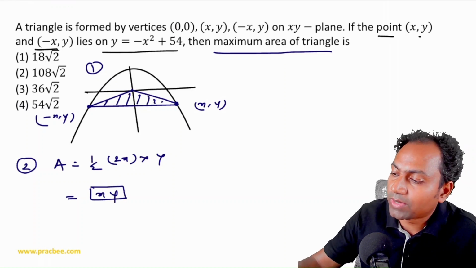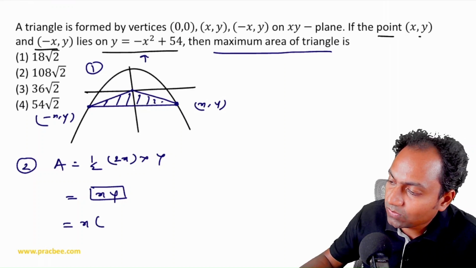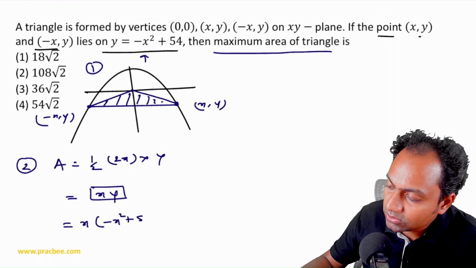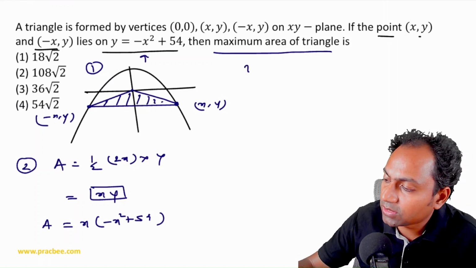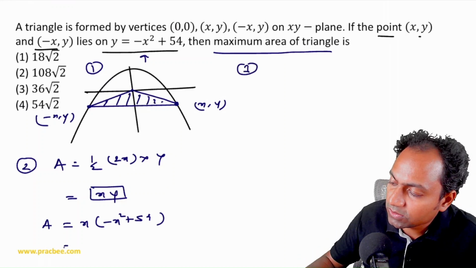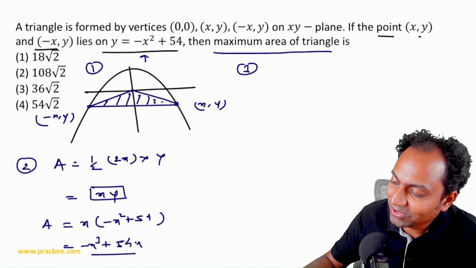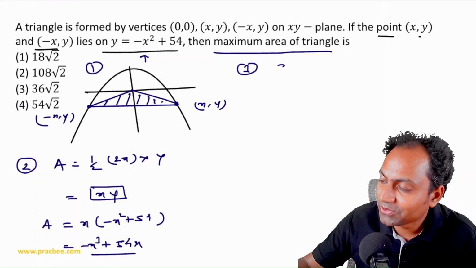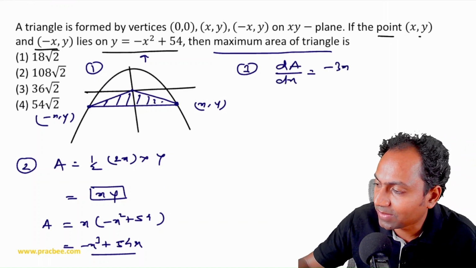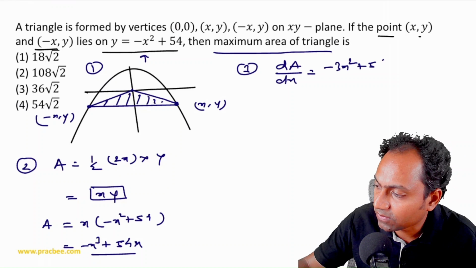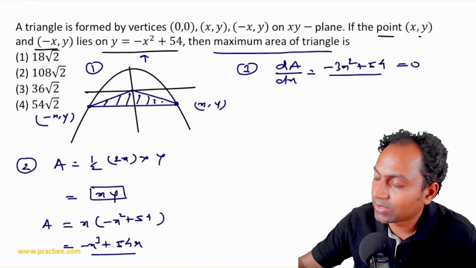Now y you can take from here because it lies on the curve. So let us write this, y is nothing but minus x square plus 54. Now we have got the function. In the third part, you can differentiate this function. Let us simplify, then differentiate, as we already did in the last question. So if you find dA by dx, interestingly, it will come out to be minus 3x square plus 54. So if I put this equal to 0, I should ideally get my answer.